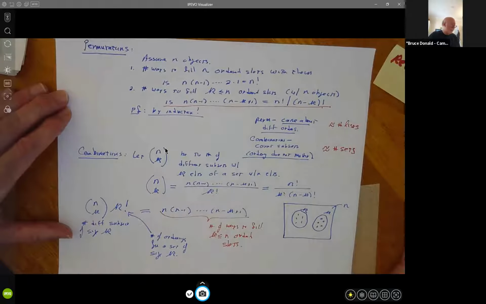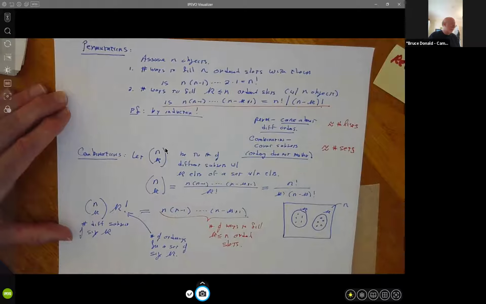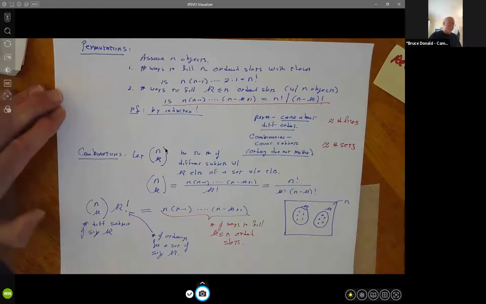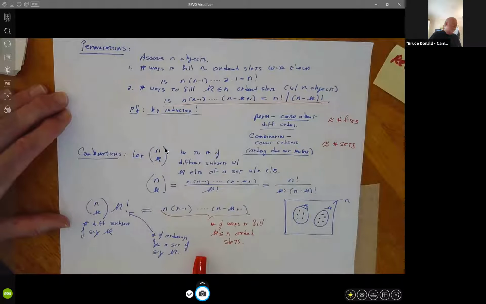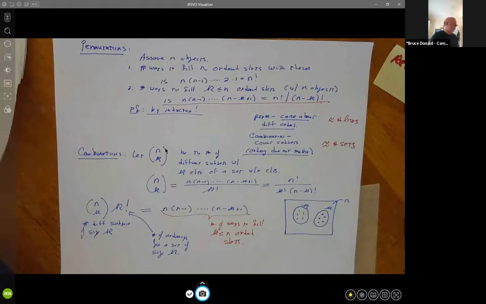So at any rate, proofs are in the notes. You should be able to do these proofs, especially after looking at them. But I wanted to give you some intuition for the proof methodology, induction here, and the proof argument here, which builds combinations upon permutations.